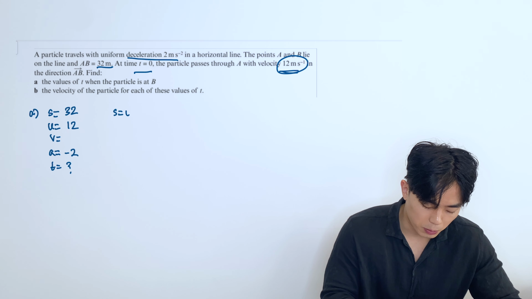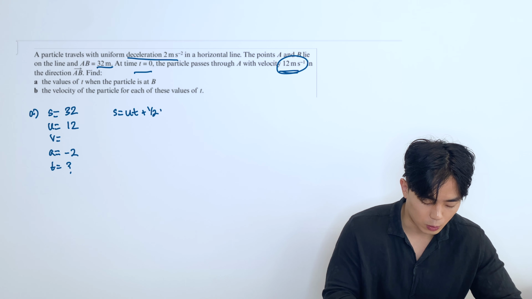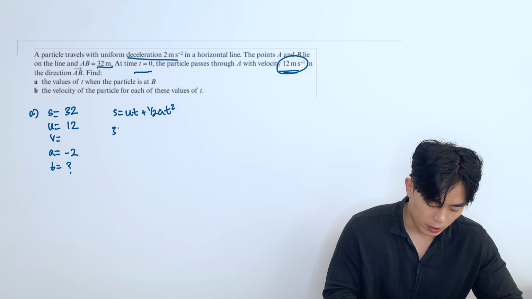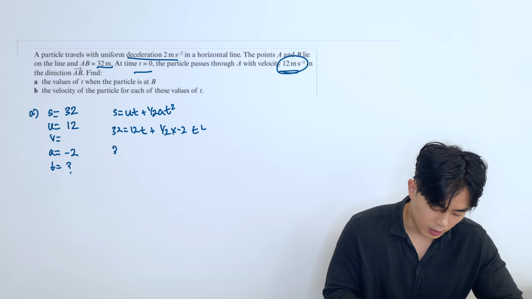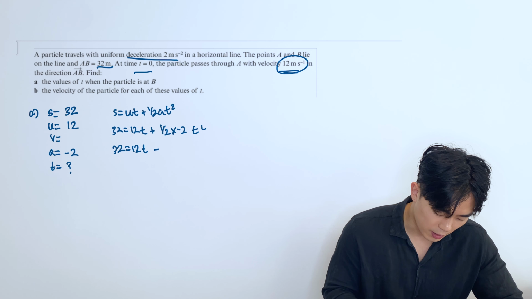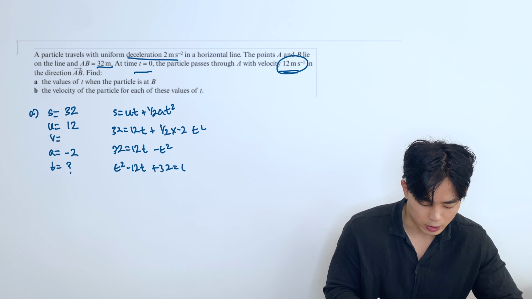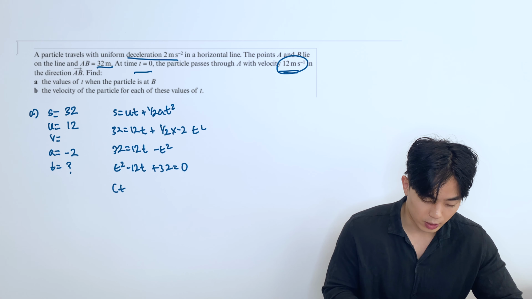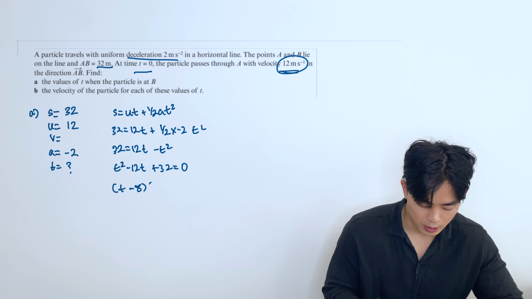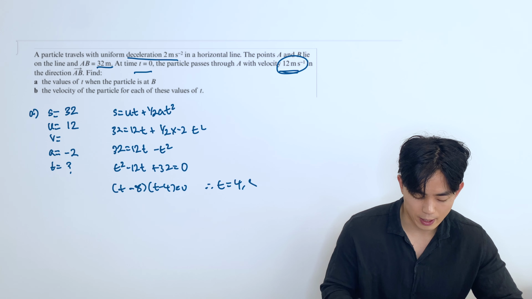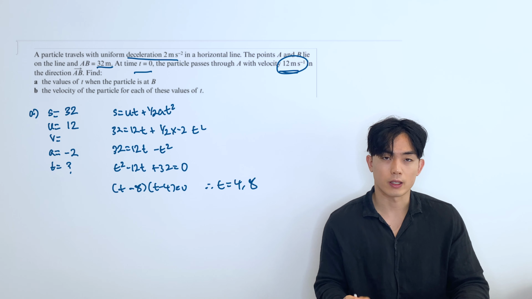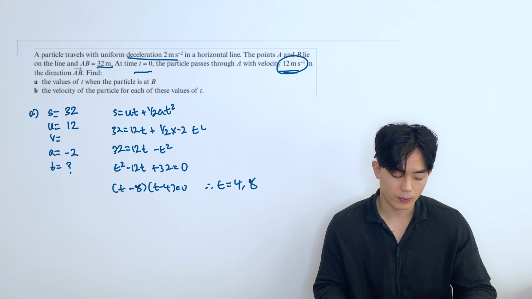In this case, we're going to be using s is ut plus half at squared. So we're going to have 32 is equal to 12t plus half times minus 2 times t squared. 32 is equal to 12t minus t squared, so t squared minus 12t plus 32 is equal to 0, which I can now factorize. You should get (t minus 8)(t minus 4) is equal to 0. Therefore t is going to be 4 and 8 when it's at B. So there are 2 times when it's going to be at B.